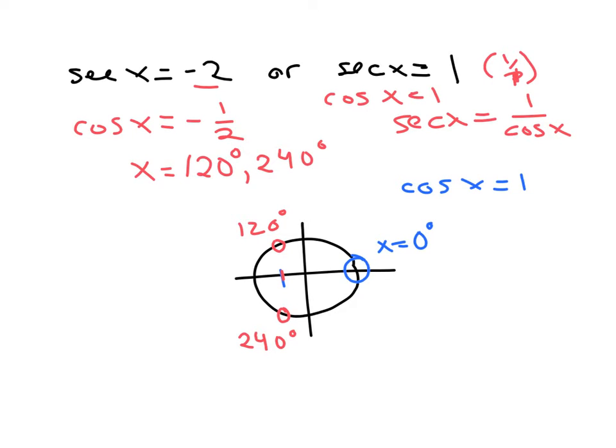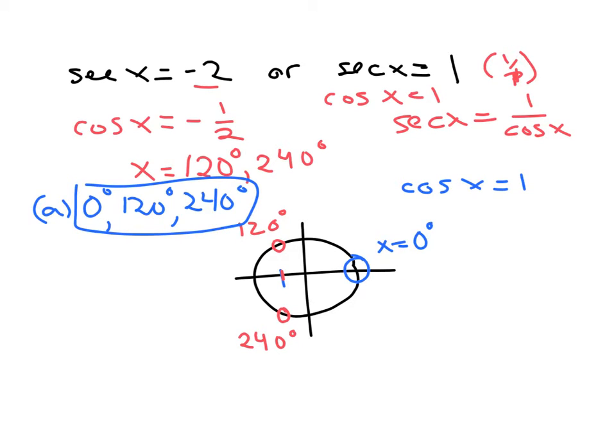Great. And so if we were just looking for the solutions, part A, the solutions between 0 and 360 degrees, there they are: 0 degrees, 120 degrees, 240 degrees. Great. Now, describing all solutions. It's actually not that big of a deal in this problem. Take, for example, cosine x equals 1, this position here. If you added 360 degrees to that, there's another solution.